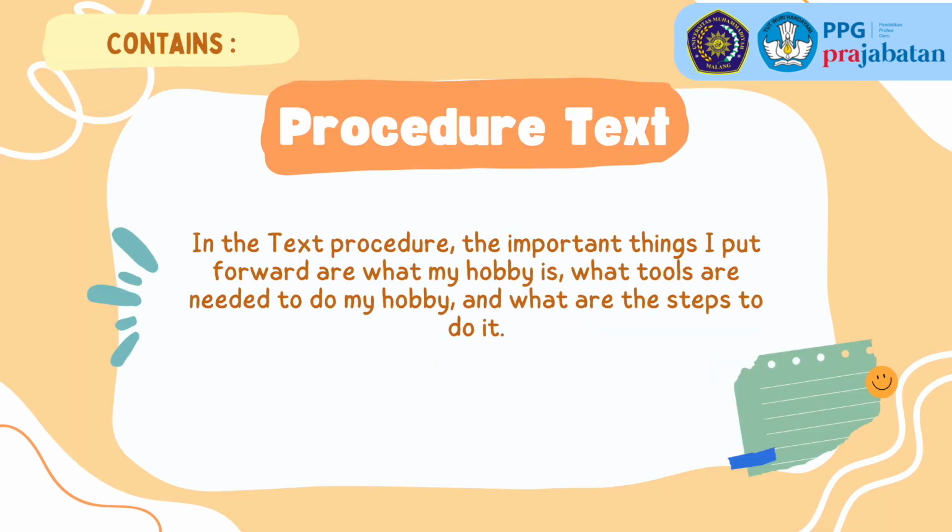The second is procedure text. In the procedure text, the important things I put forward are what my hobby is, what tools are needed to do my hobby, and what the steps are to do it.